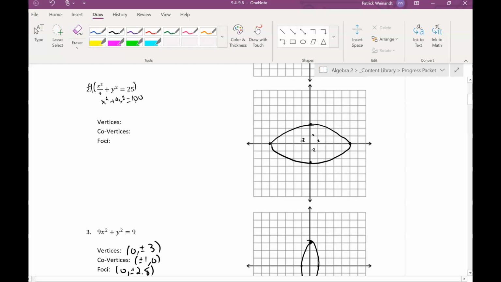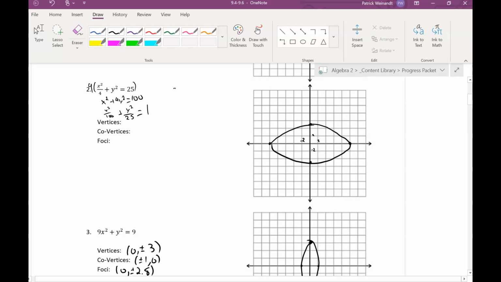Then you want to get it into standard form. Divide everything by 100. So you're going to have x squared over 100 plus 4y squared divided by 100, which is going to give you just y squared over 25. And that's going to equal 100 divided by 100, which is 1.